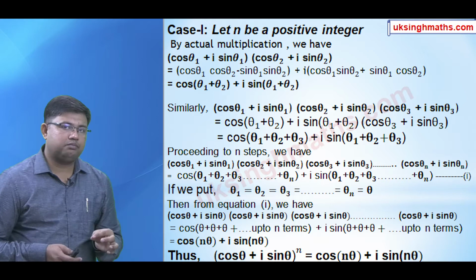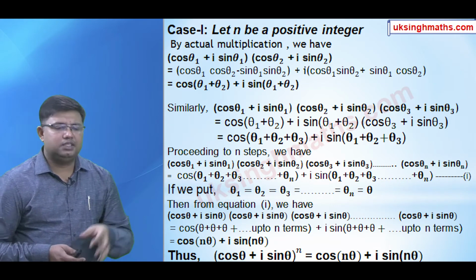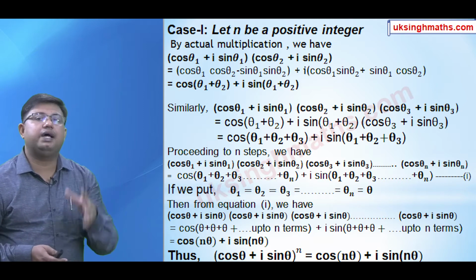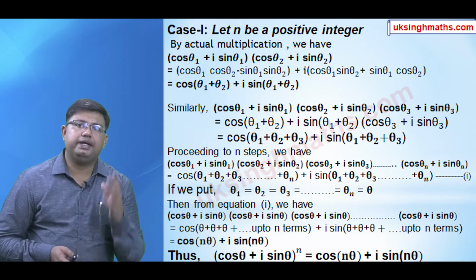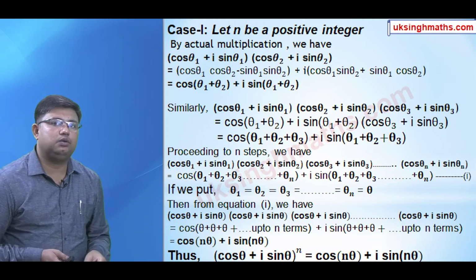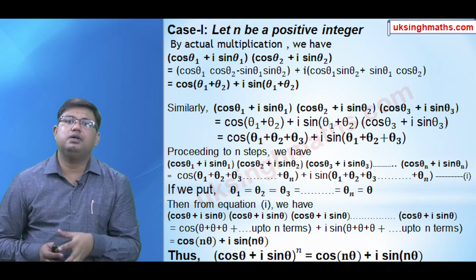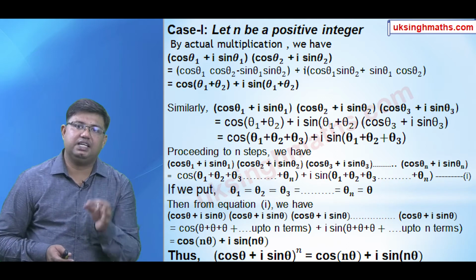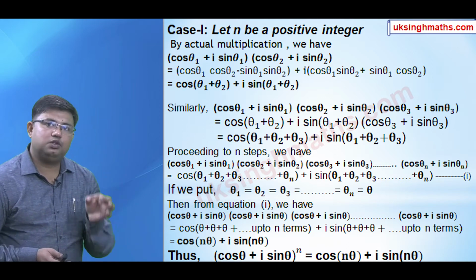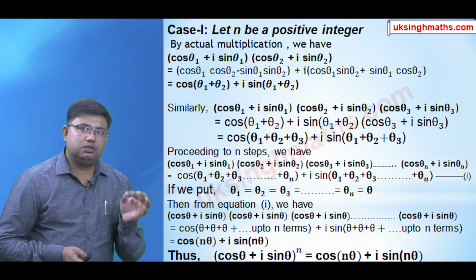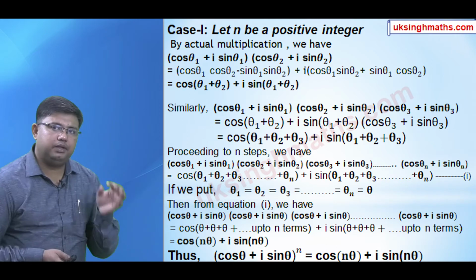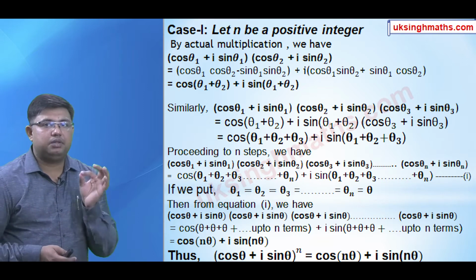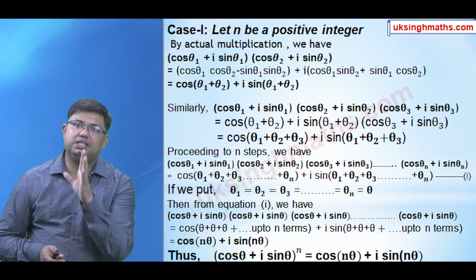(cos theta 1 + i sin theta 1) into (cos theta 2 + i sin theta 2). If you multiply these, you will find cos(theta 1 + theta 2) + i sin(theta 1 + theta 2). If you take three such entities, (cos theta 1 + i sin theta 1)(cos theta 2 + i sin theta 2)(cos theta 3 + i sin theta 3), you will have the result cos(theta 1 + theta 2 + theta 3) + i sin(theta 1 + theta 2 + theta 3).